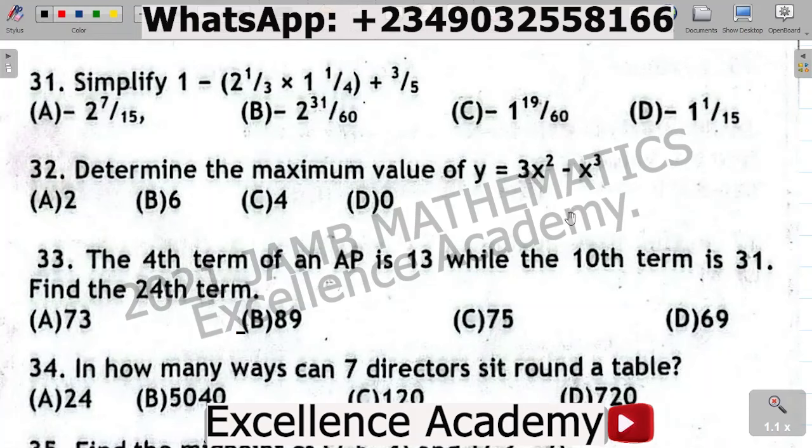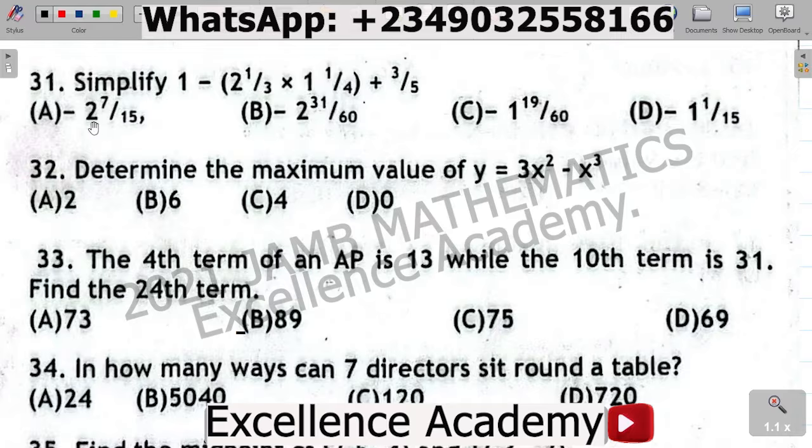Let's look at question 31 to 40 of the 2021 JAMB Mathematics examination questions. 31 says simplify 1 minus open bracket 2 whole number 1 over 3 times 1 whole number 1 over 4 close the bracket plus 3 over 5.